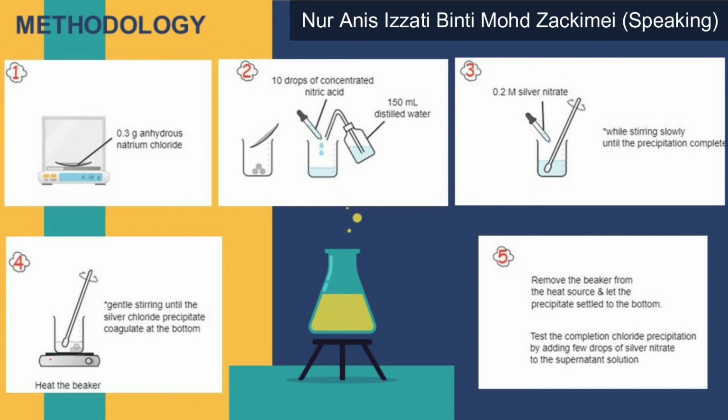Heat the beaker with the precipitate close to the boiling point with gentle stirring until the silver chloride precipitate coagulates at the bottom. Remove the beaker from the heat source and let the precipitate settle to the bottom. Test the completeness of chloride precipitation by adding a few drops of silver nitrate to the supernatant solution. If precipitation is not complete, repeat steps 3 to 5.